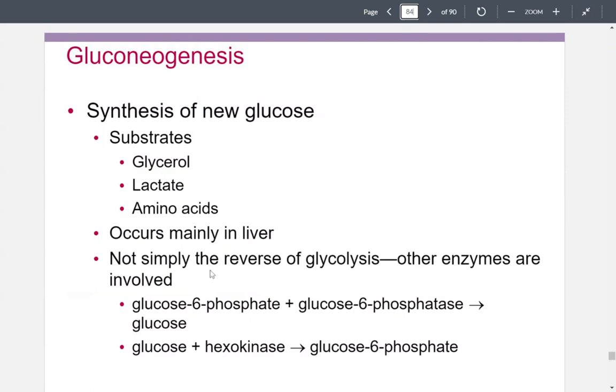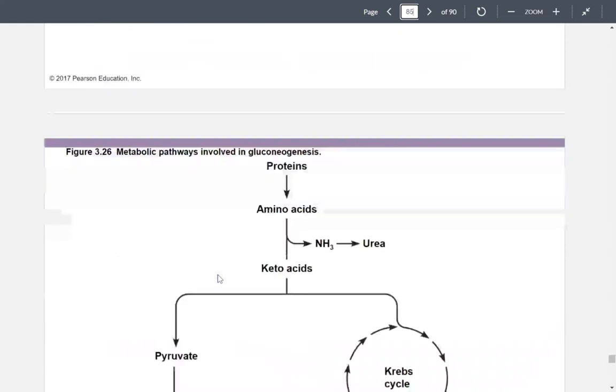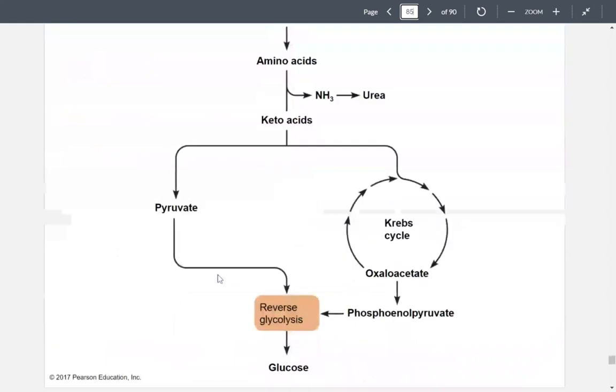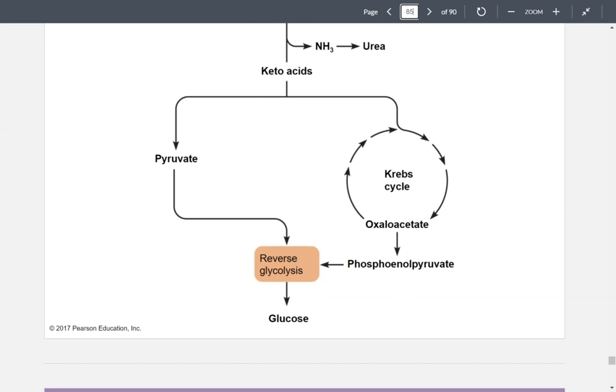This is not simply the reverse of glycolysis. There are a whole slew of other enzymes involved, and we're not going to get into that. But it will look something like this. Amino acids, urea comes off, keto acids can go straight into the Krebs cycle in certain spots or become pyruvate, and we can reverse it into glucose, which can then be sent out or sent into the Krebs cycle. Well, glycolysis and then into the Krebs cycle.